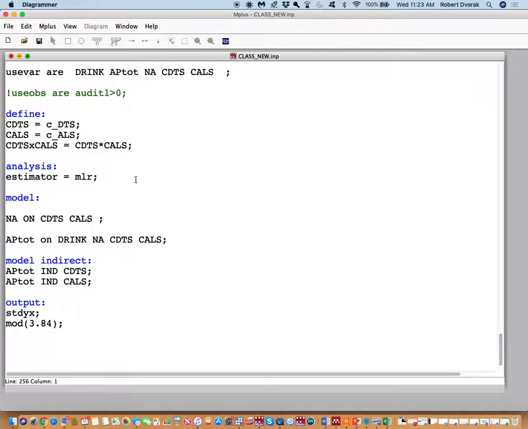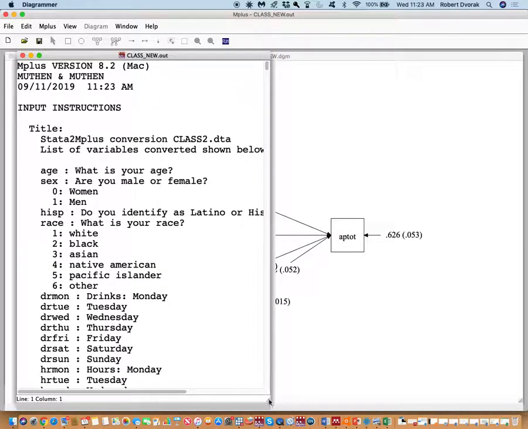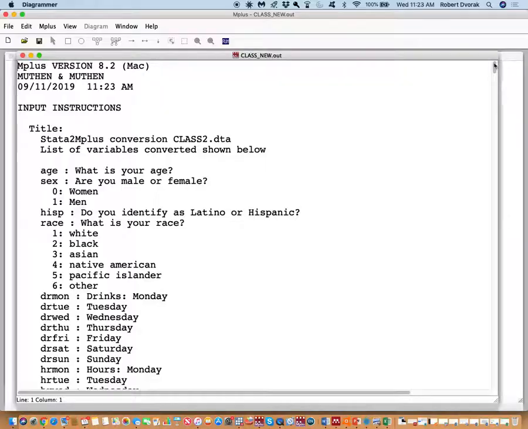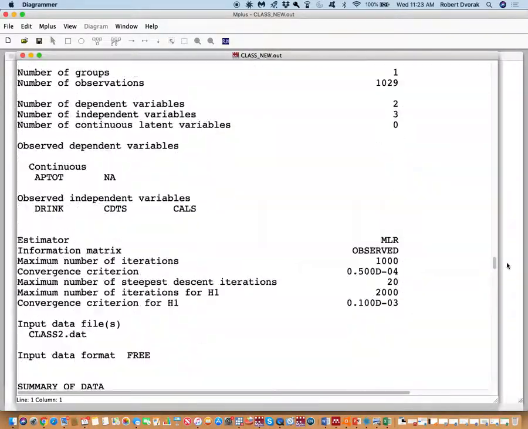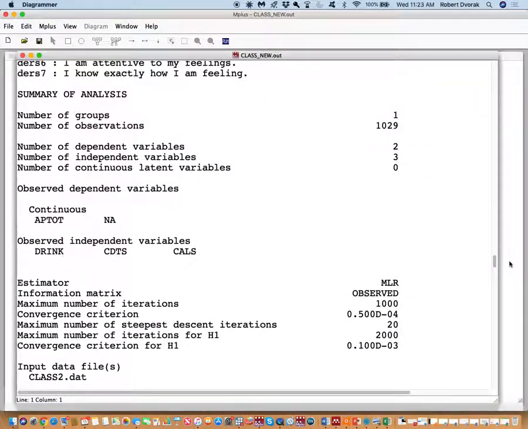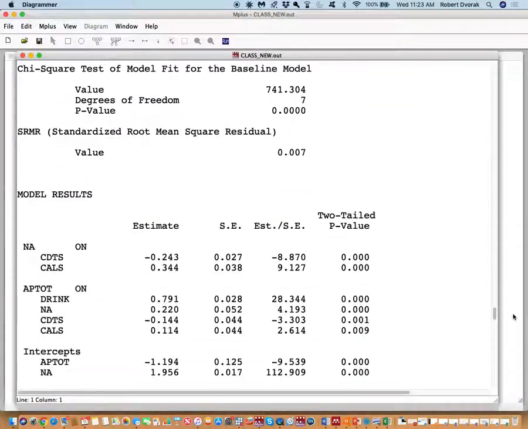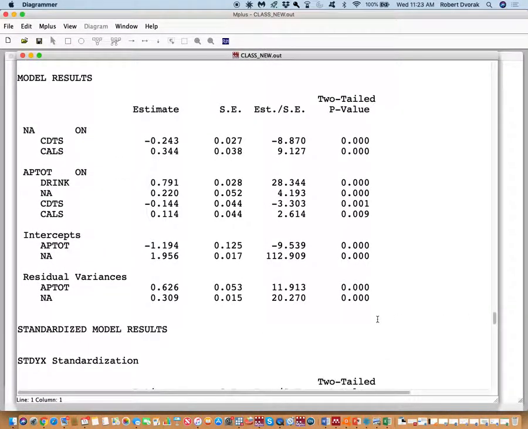Yeah, shoot. Backtrack, sorry. So there's like 3 or 4. Wait, there's 4 dependent variables. You got like drink, NA, CD, TS, and CALS. Which one is the moderator? Wait, mediator? Okay. Which one is the mediator here? What is the model? Let's look at this.